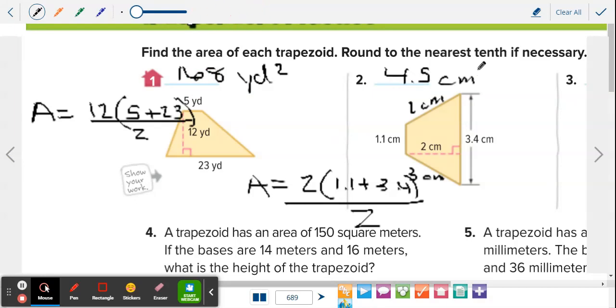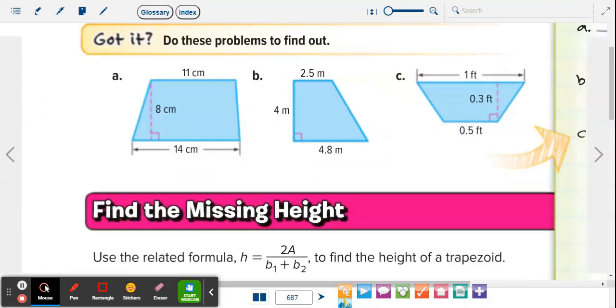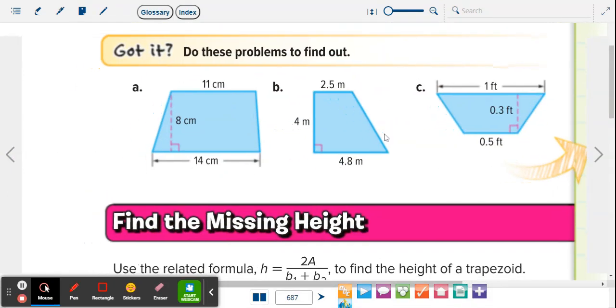4.5 centimeters squared. Any questions so far? Guys, it's literally just height times the base plus the other base divided by 2. Very, very easy. Okay, let's go back, and I want you guys to do A, B, and C right in the middle of page 687. So all you're doing is finding the area of each of these trapezoids. Okay, take your time, write them out.